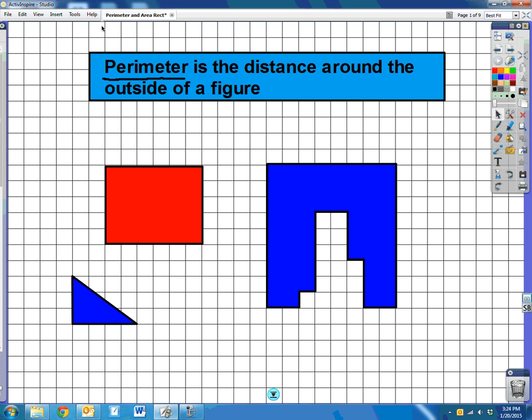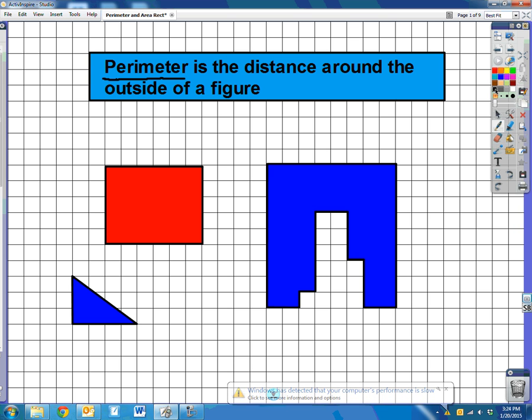So what I want you to do is look at these three shapes here, and try and find the perimeter. I guess I'll work with the rectangle first. So I'll do the red rectangle, and then I'll have you work with the other ones. So the distance around the outside of the red rectangle here.